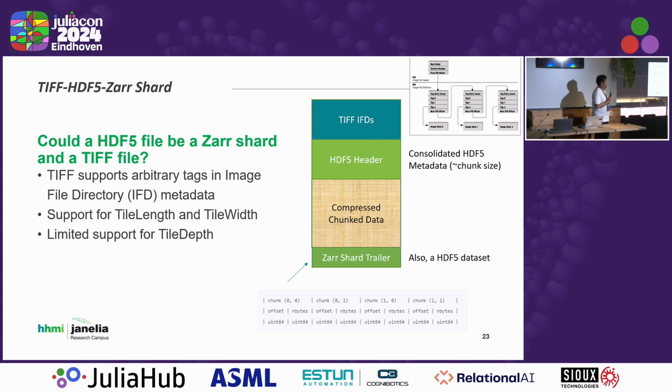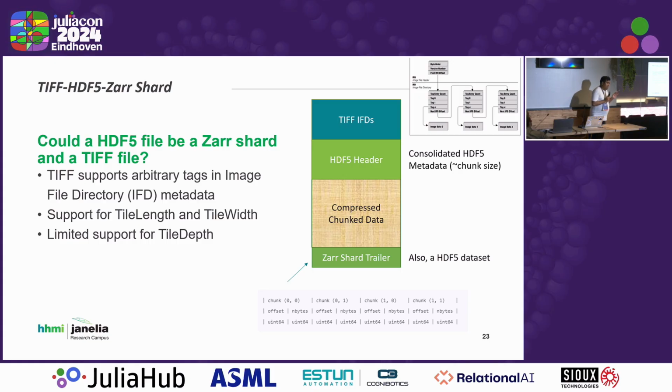The reason this is possible is that HDF5 has a mechanism to offset its header data at 2 to the n bytes after 512 bytes. So you can put it at 1 kilobyte, 2 kilobytes, et cetera. And all TIFF requires is a few bytes at the very beginning that points to the image file directory metadata.